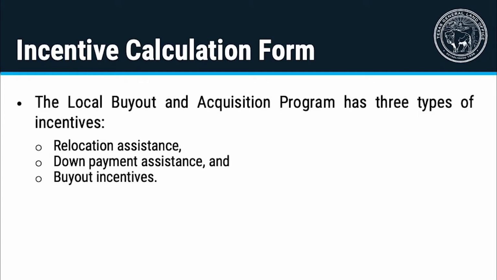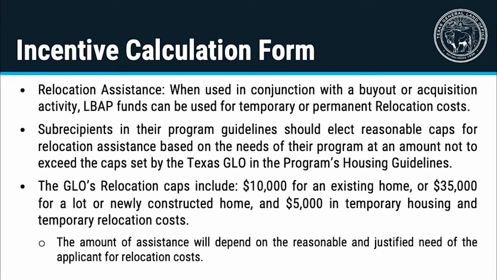The local buyout and acquisition program has three types of incentives: relocation assistance, down payment assistance, and buyout incentives. Relocation assistance. When used in conjunction with a buyout or acquisition activity, LBAP funds can be used for temporary or permanent relocation costs.